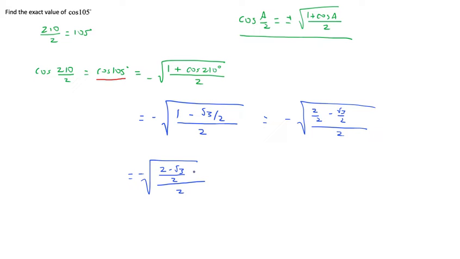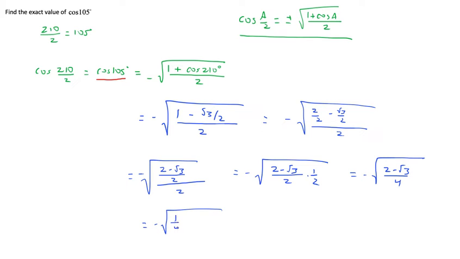But you've got to remember, dividing by 2 is the same as multiplying by 1/2. So really, this is 2 minus radical 3 over 2 times 1/2, because this is a division. That actually just equals 1/4, so we get 2 minus radical 3 all over 4. And actually, this 4 we can bring out.